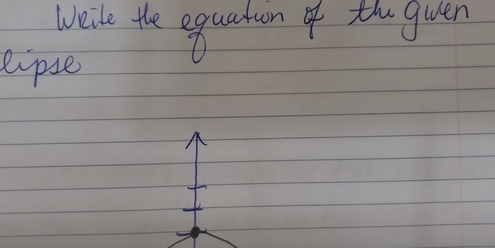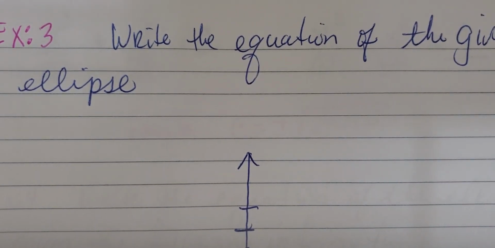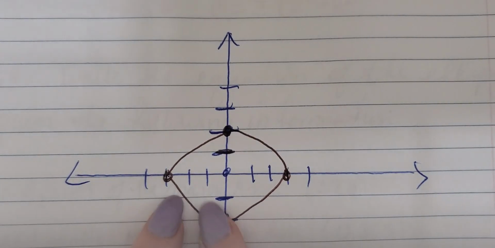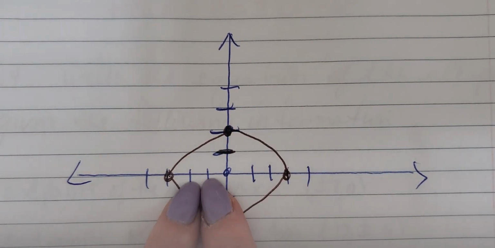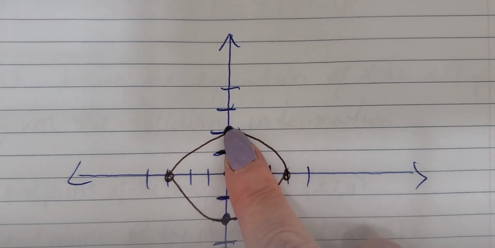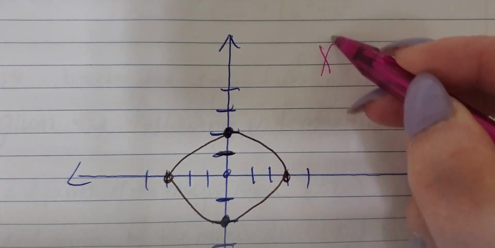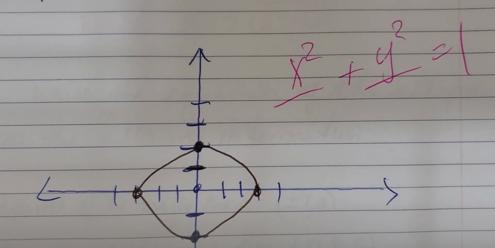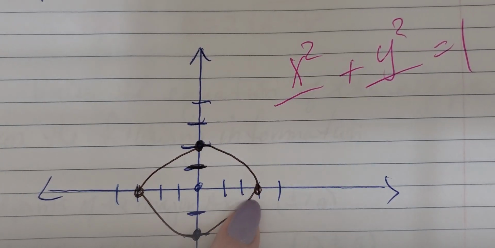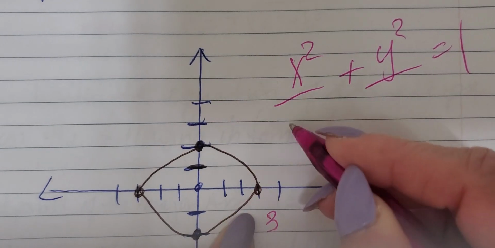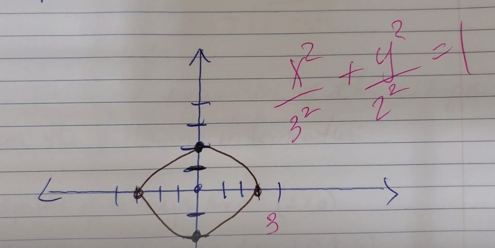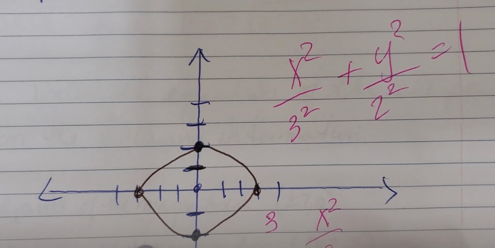Write the equation of the given ellipse. All I want is the equation. Okay. This is easy. Where is it longer? Well, this is on 3, this is on 2. So that means the x-axis is my major. Okay, it's on 3. So you're going to do 3 squared. This is on 2, so you're going to do 2 squared. X squared over 9 plus y squared over 4 equals 1.